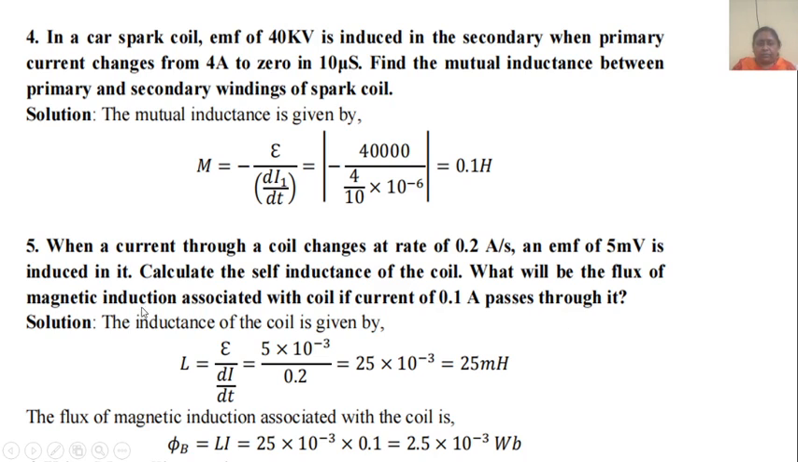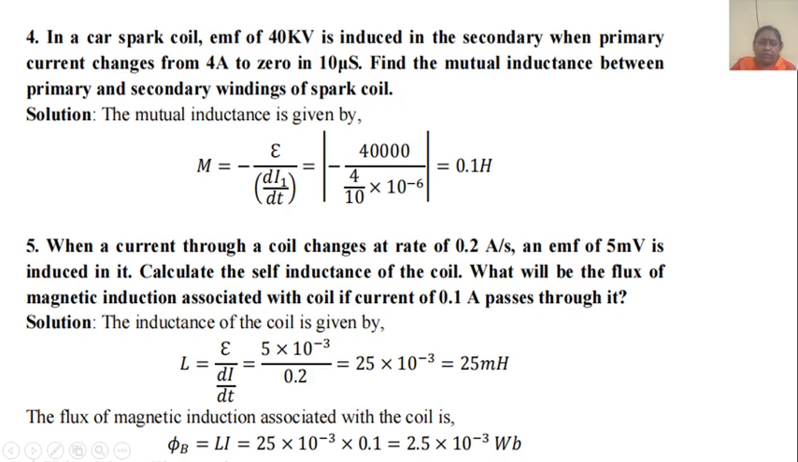Now, in the example here, the current through a coil changes at rate 0.2 ampere per second, that is di by dt, and also induced EMF having the value 5 millivolt. So, putting the value, inductance L equal to induced EMF upon di by dt. So, 5 into 10 raised to minus 3 upon 0.2 equal to 25 into 10 raised to minus 3 equal to 25 millihenry.